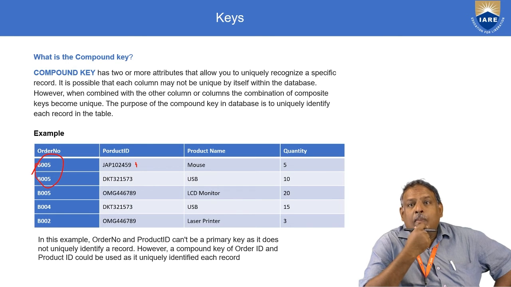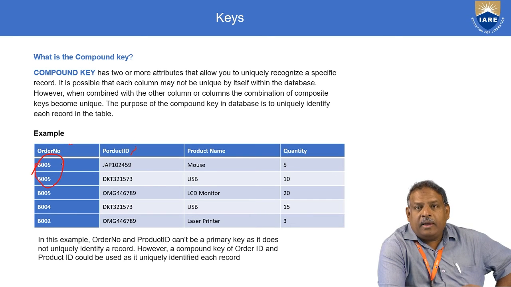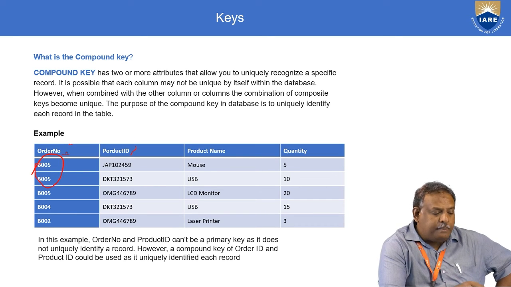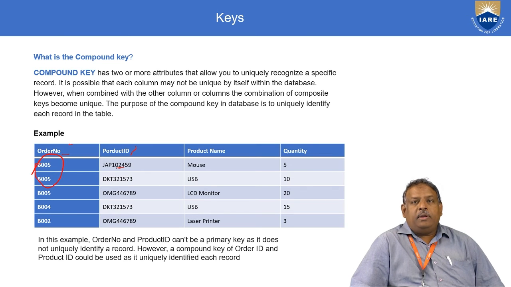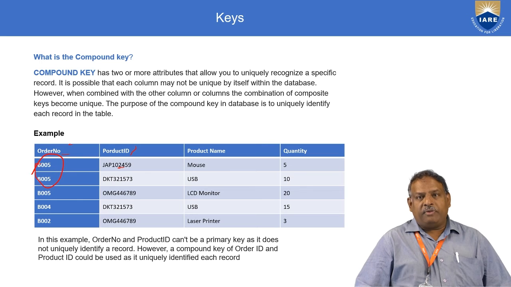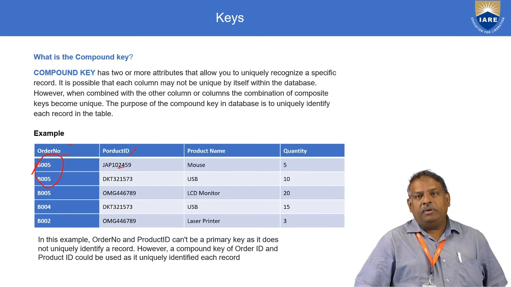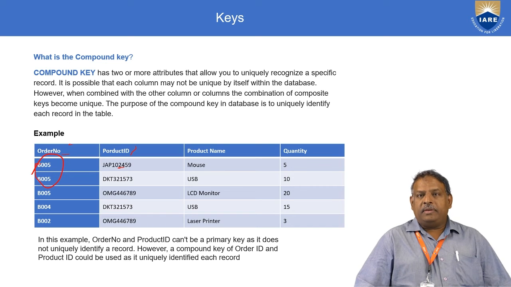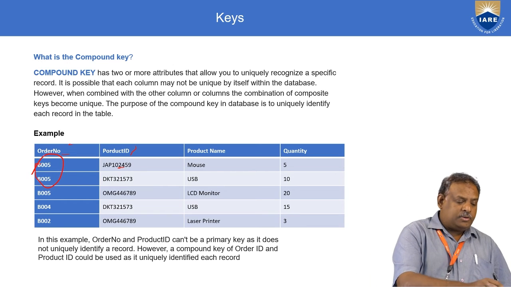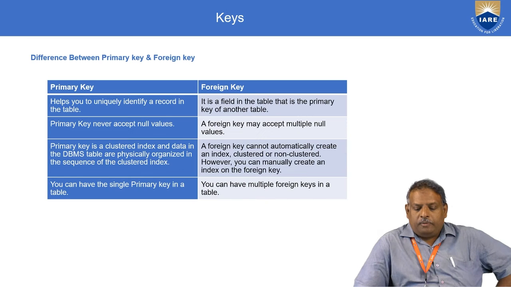However, a compound key of order number and product ID can uniquely identify this record. So now if you say B005 with the product ID, the combination of these two will say uniquely this is a mouse-related order of 5 quantity. By this, these two can be called compound keys.